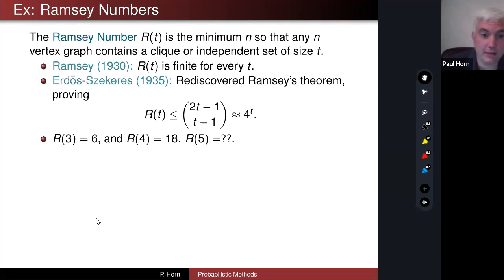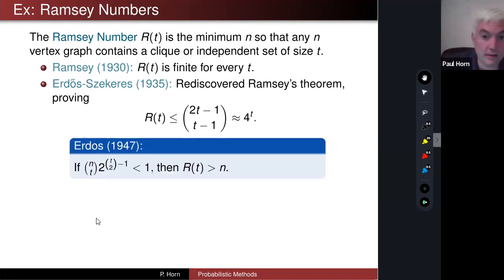I mean, maybe 4 to the t, that grows very quickly. If you actually try and sit down and construct graphs with no large clique and no large independent set, it's quite hard. And maybe this isn't that good of a bound. And in the 40s, Erdős proved a lower bound on this.